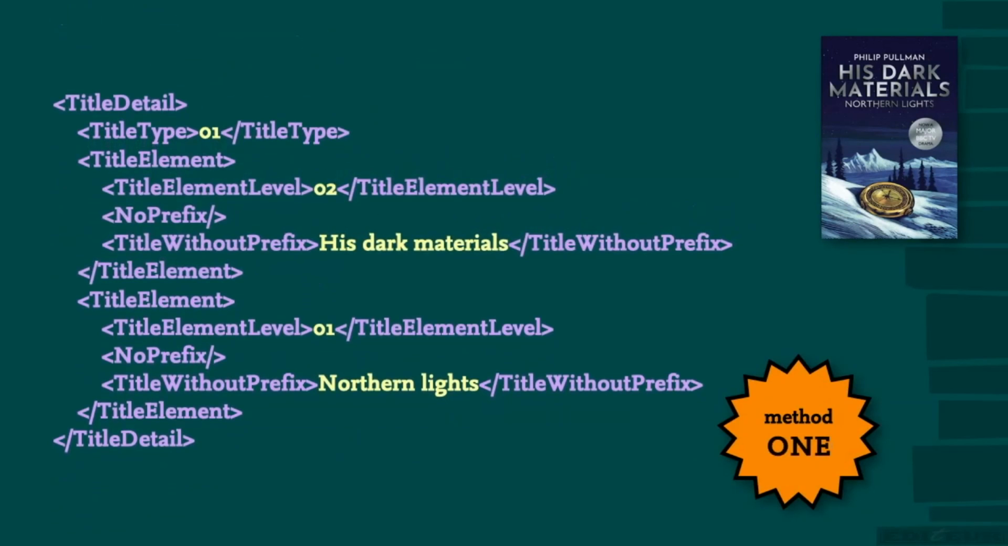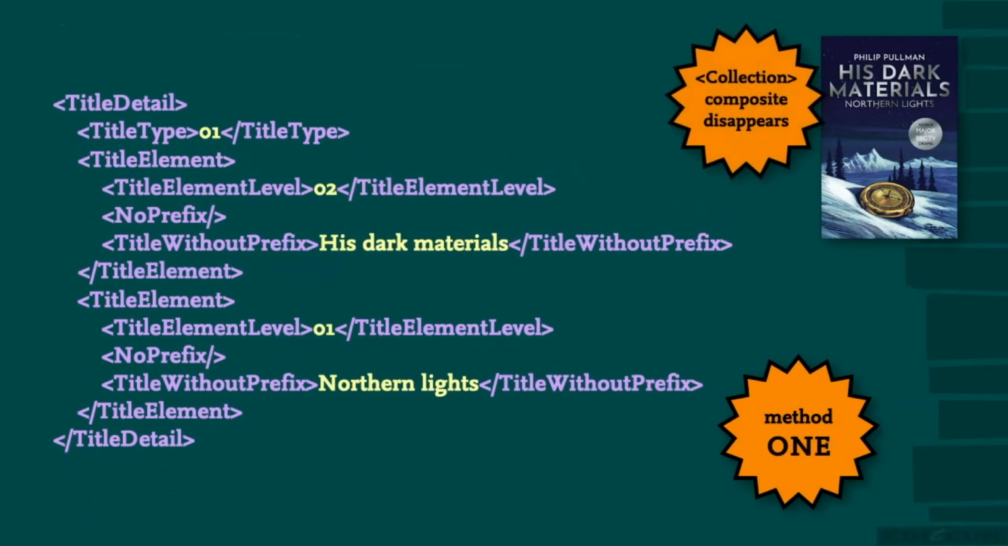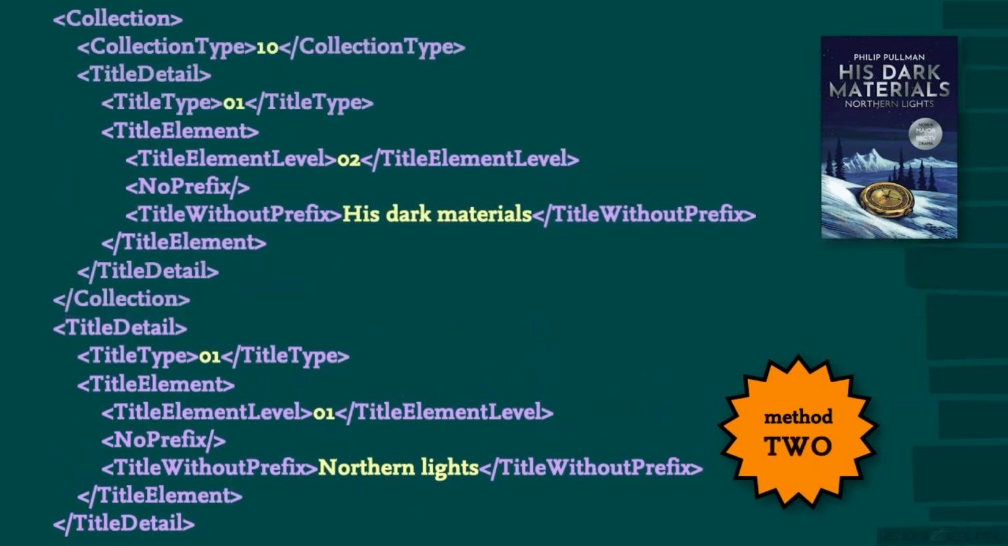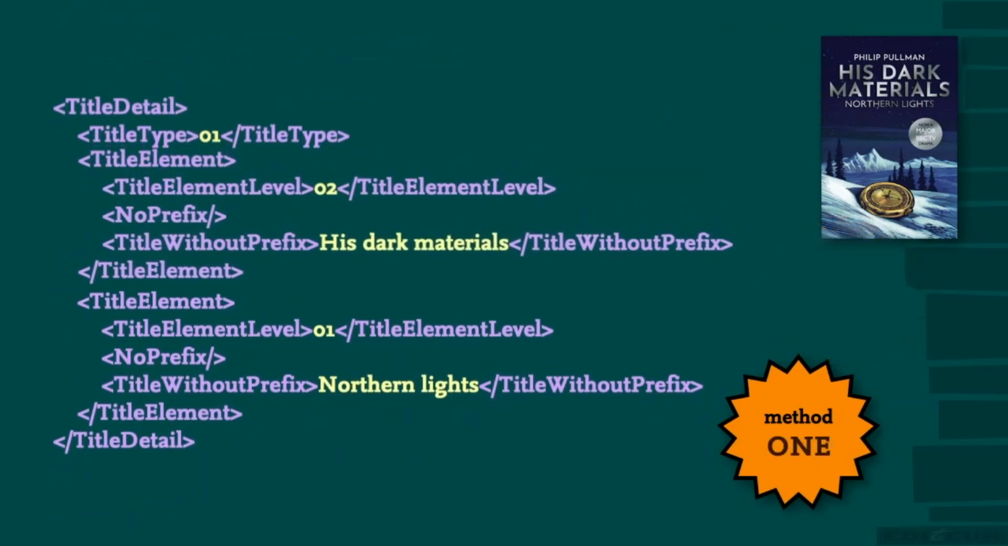And this is method 1. You'll see that the collection composite has disappeared and the collection title, the whole of the collection level title element, has moved adjacent to the product level title. Want to see that again? Let's go back. So we're back to where we were. This is method 2. And this is method 1 again.